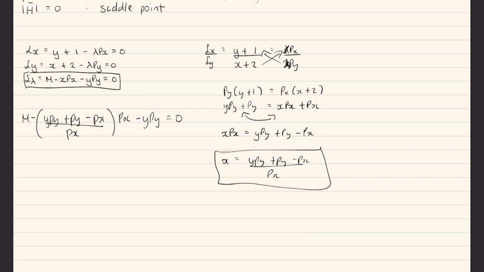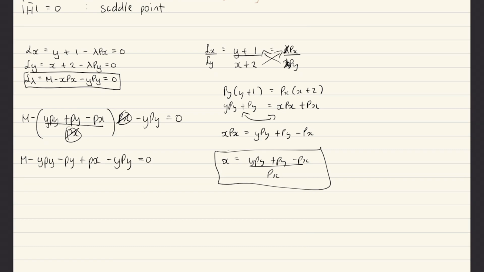So what you see here is pretty scary, right? But it's not too bad. You can see there's a px here and a px here. If you times everything by px, this px would cancel out everything. So you can just basically cancel these out automatically. So it becomes a nicer equation of m minus y py minus py plus px minus y py equals 0.